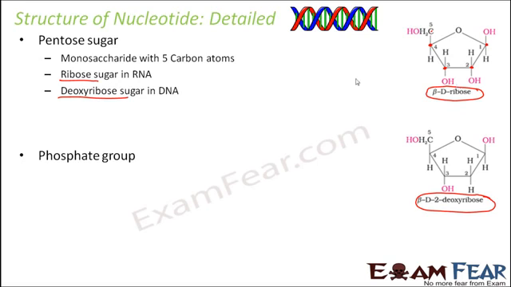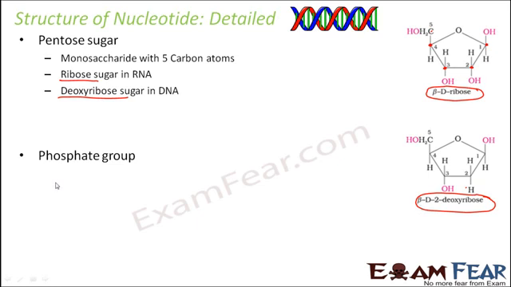Here you can actually see the deoxyribose sugar has been derived from the ribose sugar, because if you see the structure is exactly the same, it's just that this oxygen has been removed. So the hydroxy group is replaced by this hydrogen. So the oxygen has been removed, and that is why the name deoxy.